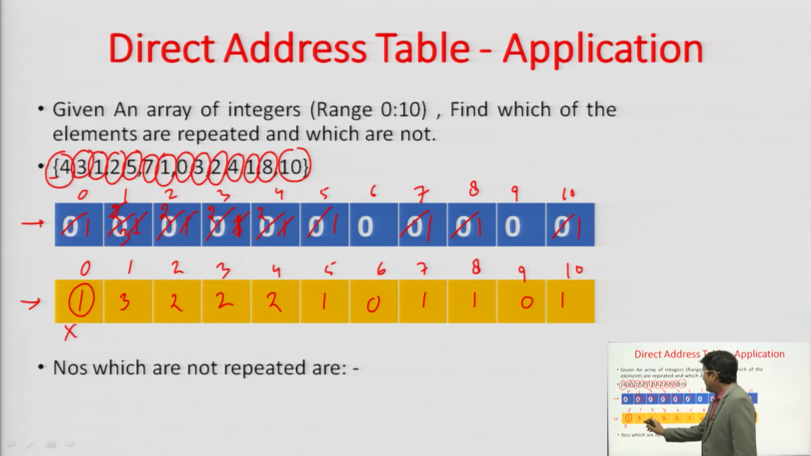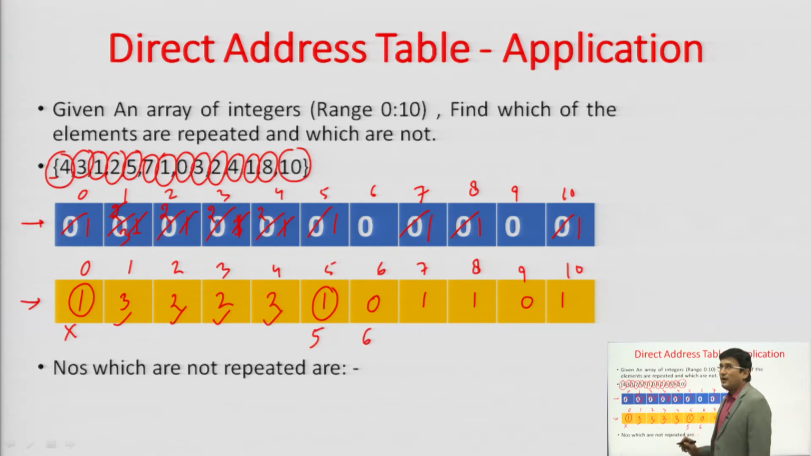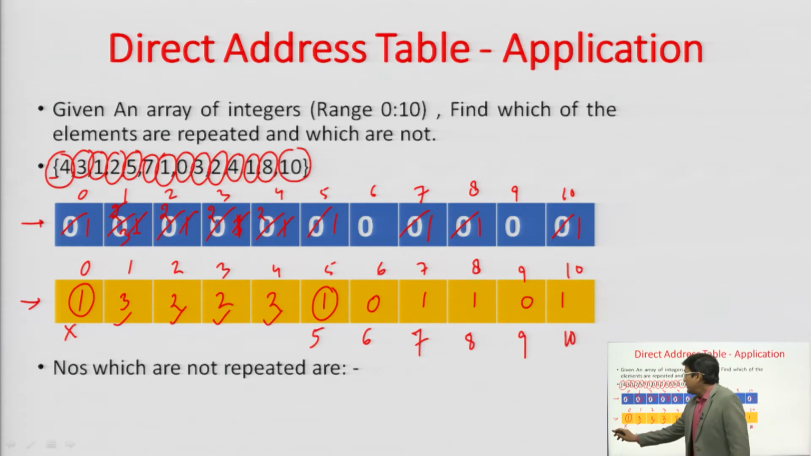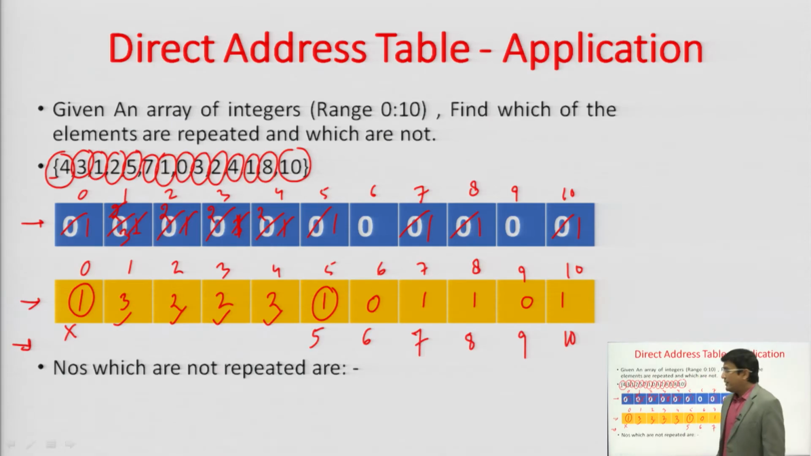Similarly, this entry is 3, the number is repeated; 2 is repeated; 2 is repeated; 2 is repeated; and 1. So 5 is the number which has not got repeated. Similarly, 6 is the number which has not got repeated because the value here is 0. So 7 is also not repeated, 8 is also not repeated, 9 is also not repeated, 10 is also not repeated. So this way, by making direct changes to the direct address table, you are able to find out which of the numbers are repeated and which of the numbers are not repeated.